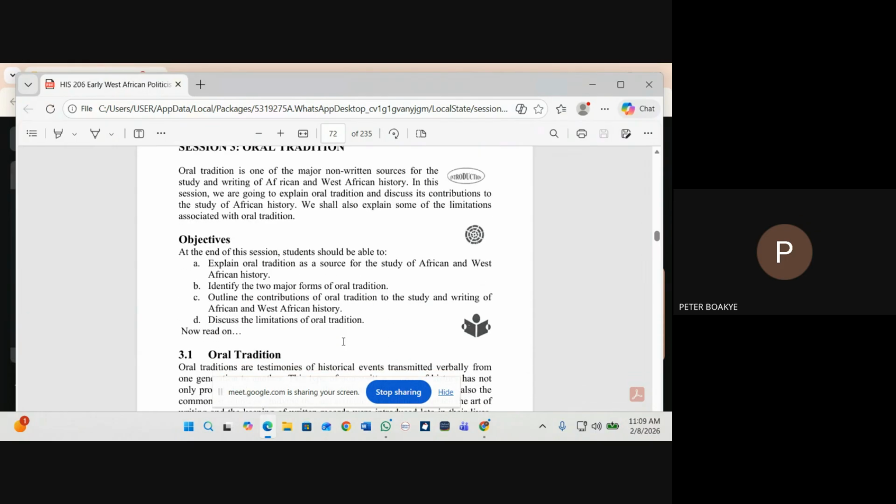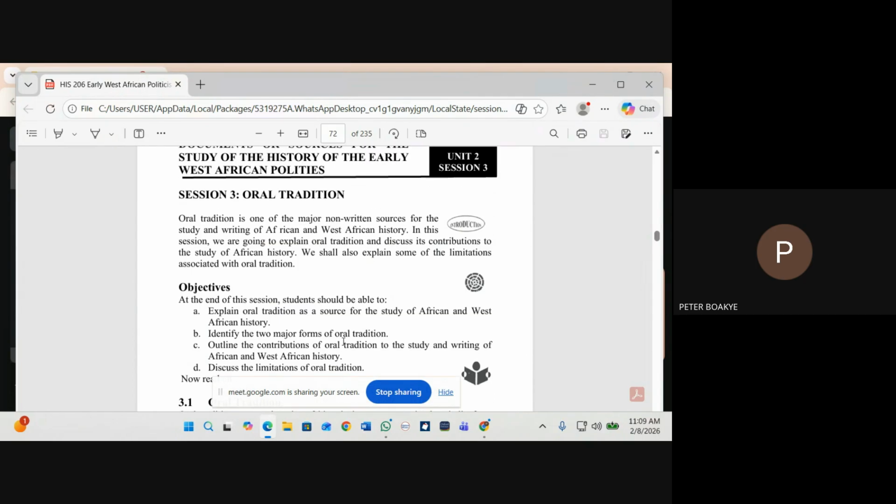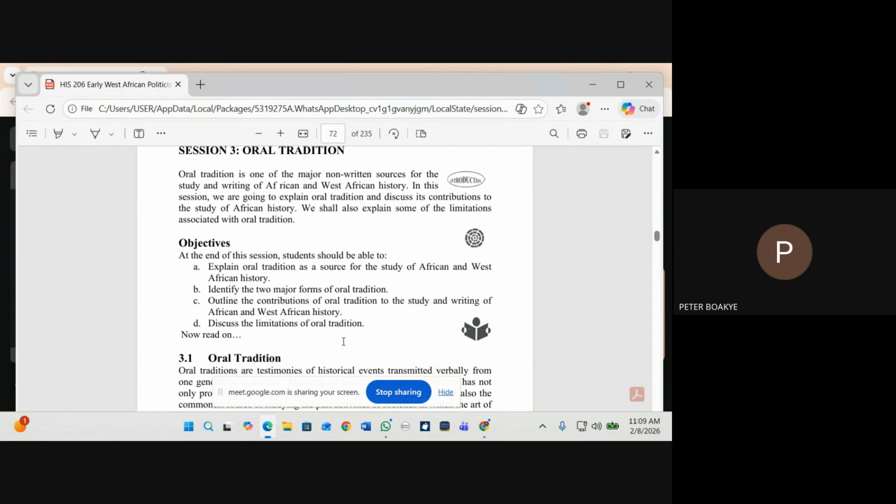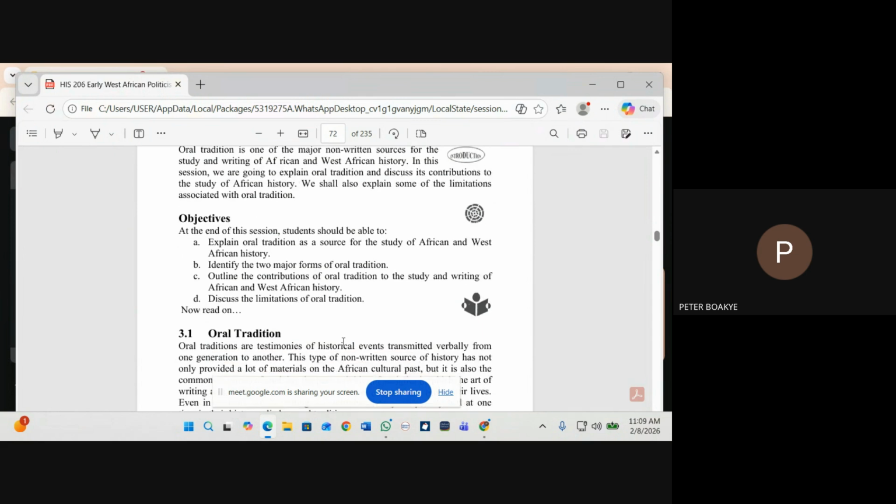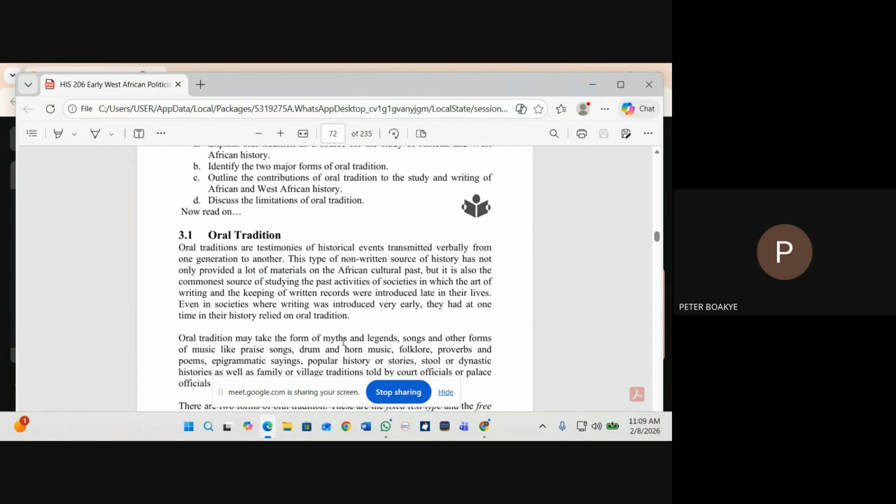By the end of this session, that is session 3, you should be able to explain oral tradition as a source, identify the 2 major forms of oral tradition, and point out some of the limitations associated with the use of oral tradition. Oral traditions are testimonies of historical events transmitted verbally, through word of mouth from one generation to another.